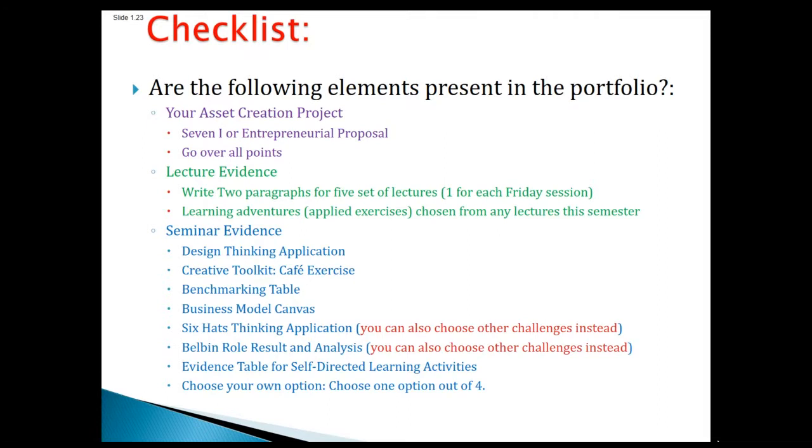Okay. Your asset creation project should come first. Did you choose 7i or the entrepreneurial proposal? Please showcase your asset creation project first. You know, how did you create these assets? Do you have some web links? Do you have some prototypes? Show us a flavor of all your ideas first. Okay. Let's say you created an album, show us some music samples from your album. Or you have created your YouTube channel, show us the link of your YouTube channel and show us some sample videos in it, etc. So you will showcase whatever you have created first, okay?